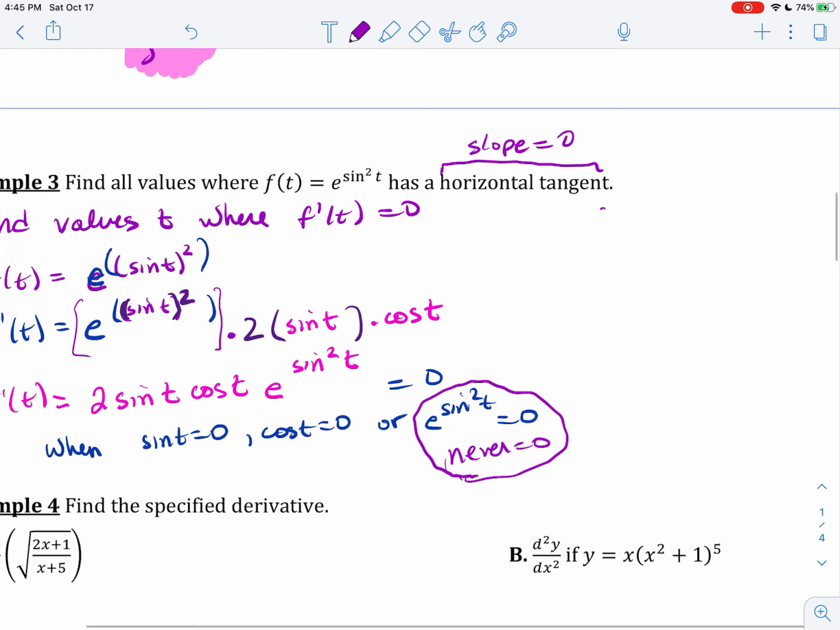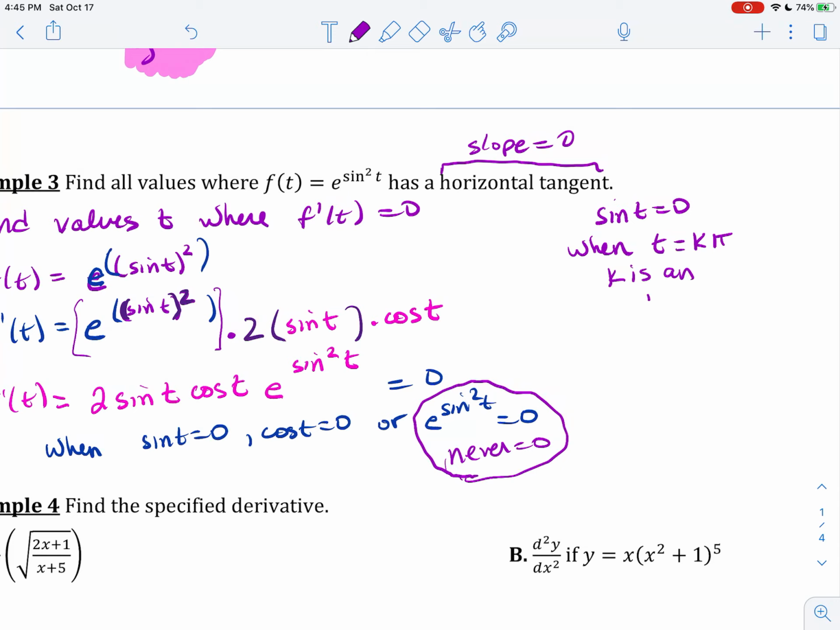But sine t and cosine t in your range of values is going to give you 0 when t is equal to 0, pi, 2 pi, 3 pi, 4 pi, 5 pi. So when t is equal to k times pi, where k is an integer. It can be a positive or negative integer, because negative pi would have sine pi equal to 0. So that's one answer. And what other values of t?